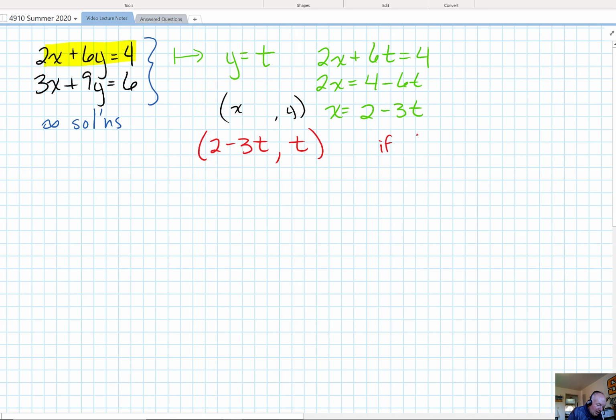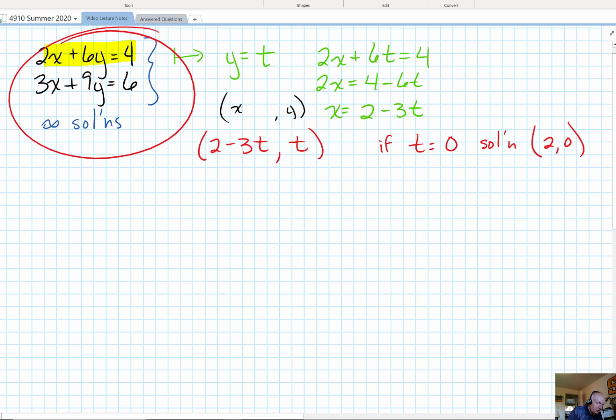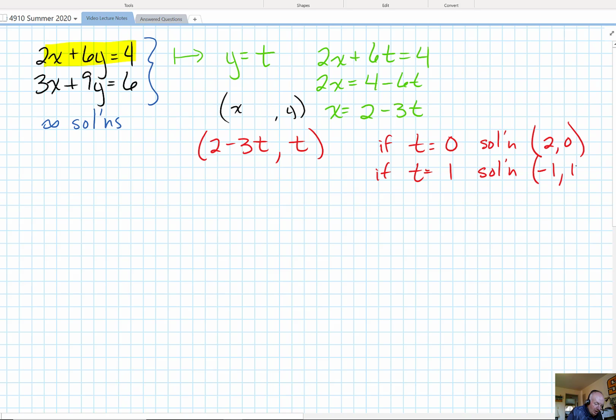So for instance, if you say, let's let t equal 0, plug in t equals 0, then you get the solution 2 comma 0. 2, 0 is a solution to our original system. But what if we pick t equal to 1? Then the solution we get from the parametric equations is negative 1 comma 1. Negative 1 comma 1 is a solution.